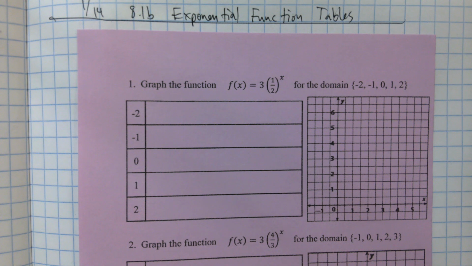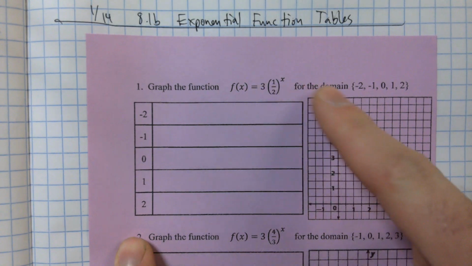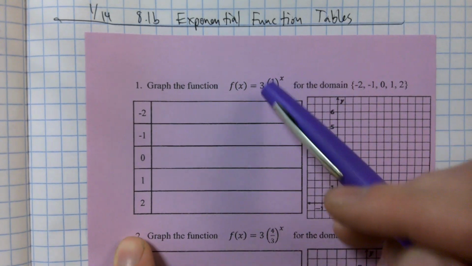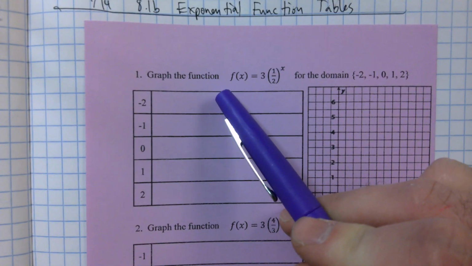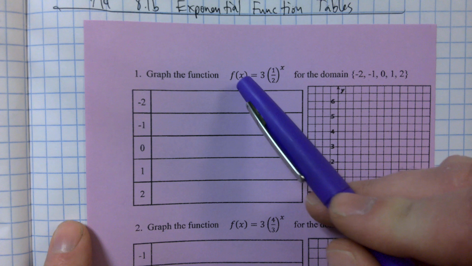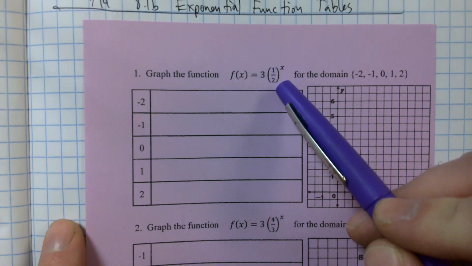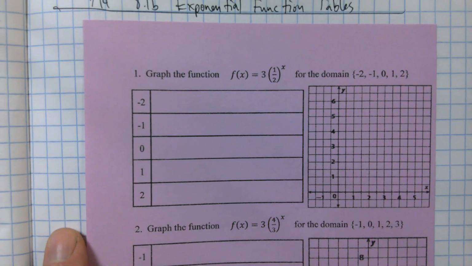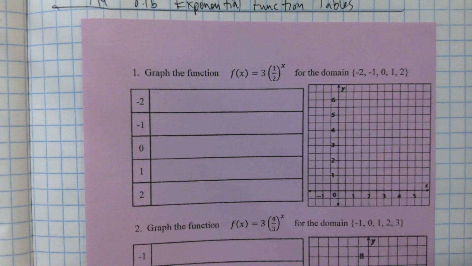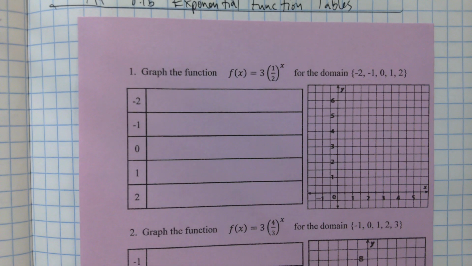Yesterday we built the arithmetic skills to be able to evaluate one of these functions. Exponential functions are going to look like this: f(x), which is just another way of saying y, equals 3 times the quantity 1/2 raised to the power of x. So this is not your typical y equals mx plus b. It's a little bit more complicated.